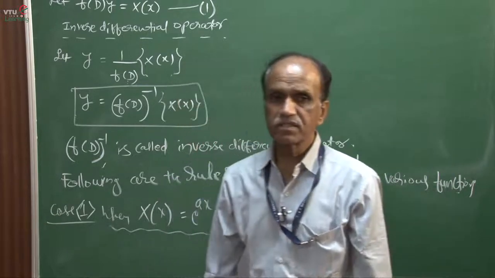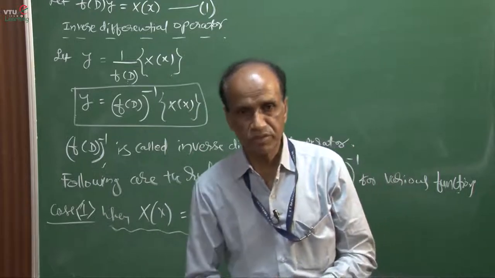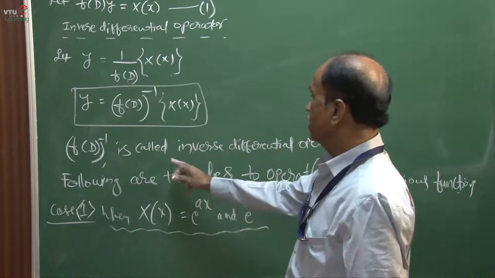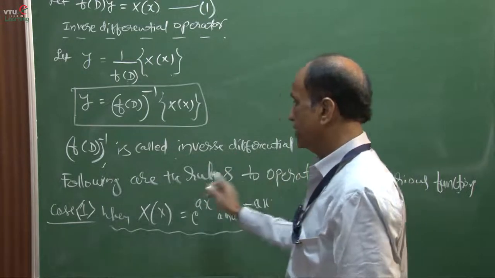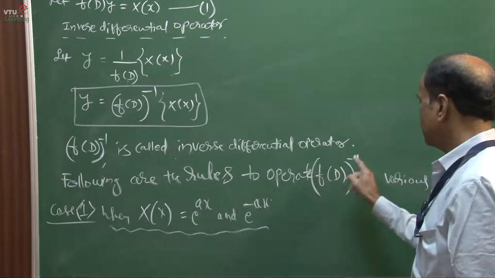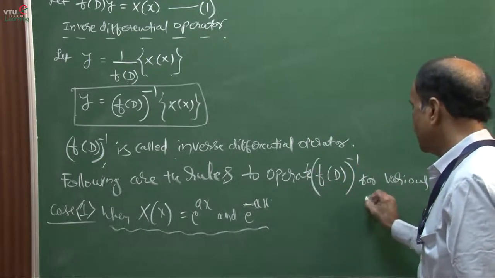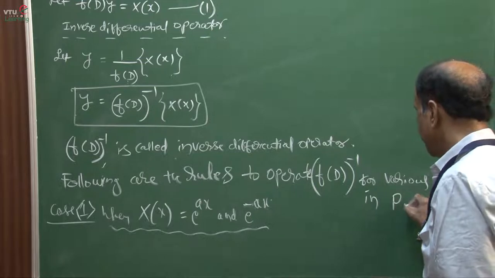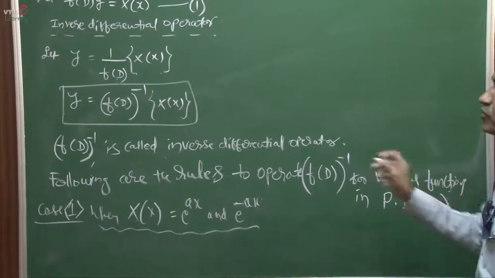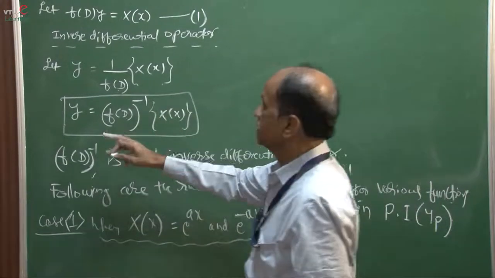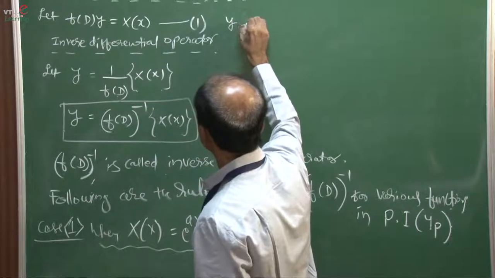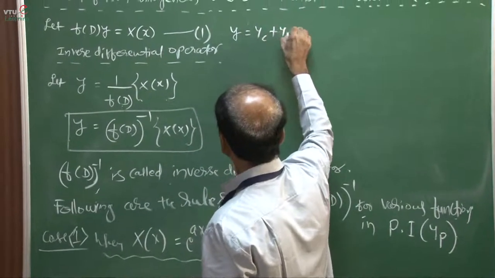Then how is this inverse differential operator going to be operated? This is called the inverse differential operator, following all the rules to operate 1 by f of D for various functions, to find the PI, otherwise that is yp, to find the solution, because the general solution for this is y is equal to yc plus yp.